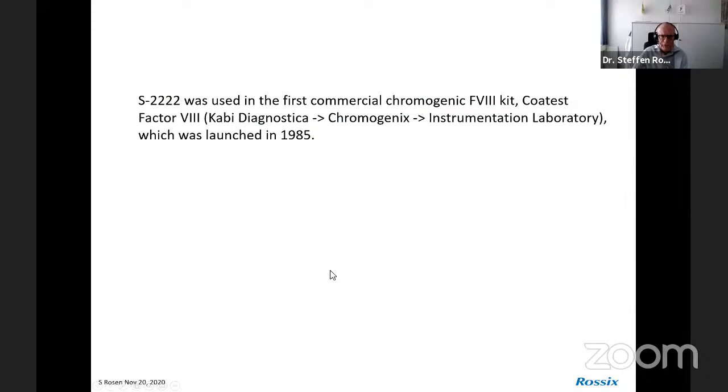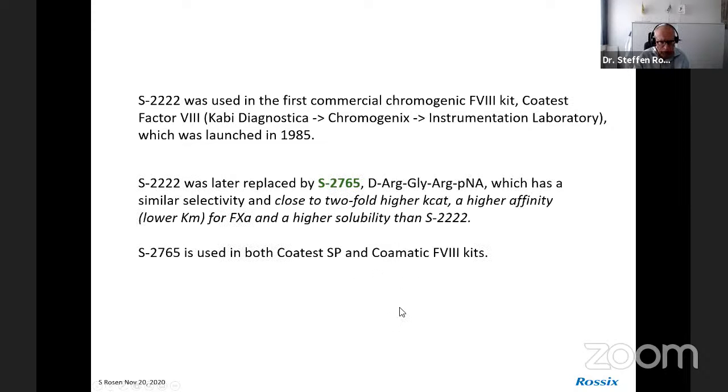Now, S2222 was used in the first commercial factor VIII kit, the Coatest kit, and it was launched in 1985. This substrate was later replaced by S2765, which actually has a D-arginine on the amino terminal. And this substrate has a similar selectivity and close to 2-fold higher kcat, a higher affinity for Xa, and a higher solubility than S2222. So this substrate S2765 is used in both the Coatest and the Chromogenix kits.